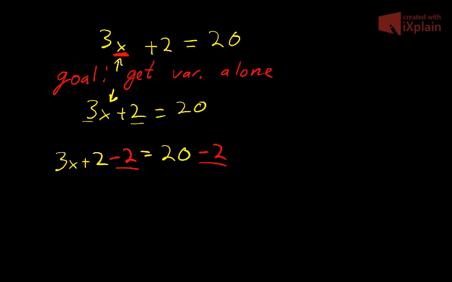So looking at this, 3x plus 2 minus 2, anytime I have a plus 2 minus 2, those will cancel out, and I end up with 3x plus 0, which is just going to be 3x. And on this side, that's going to be equal to 20 minus 2, which is 18. So I'm a little bit closer to getting x alone. I used to have 2 things next to x, the 3 and the 2. Now I just have the 3.